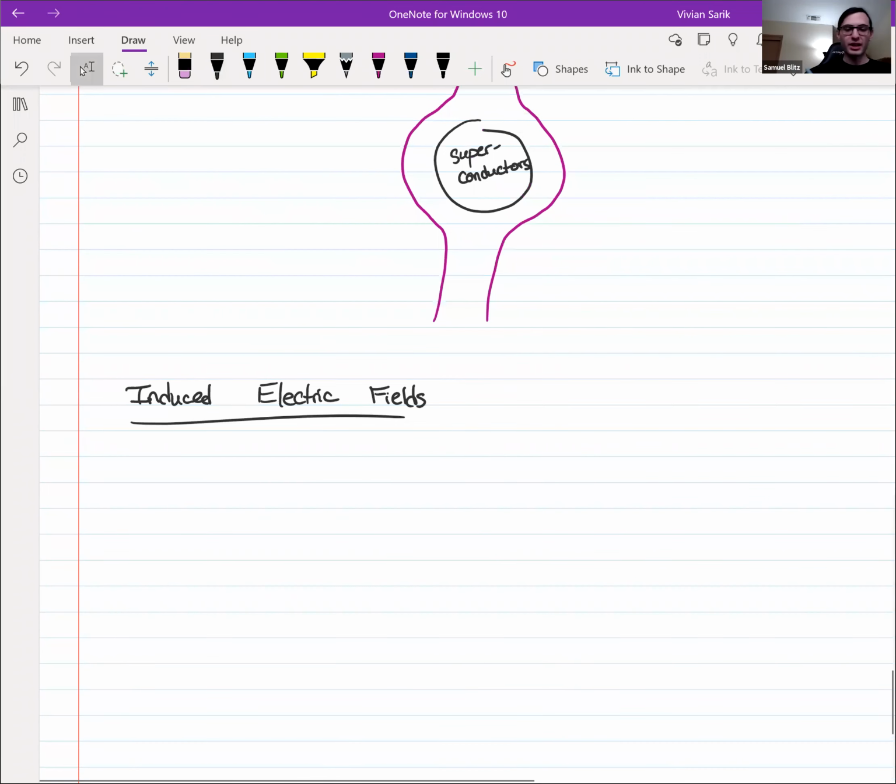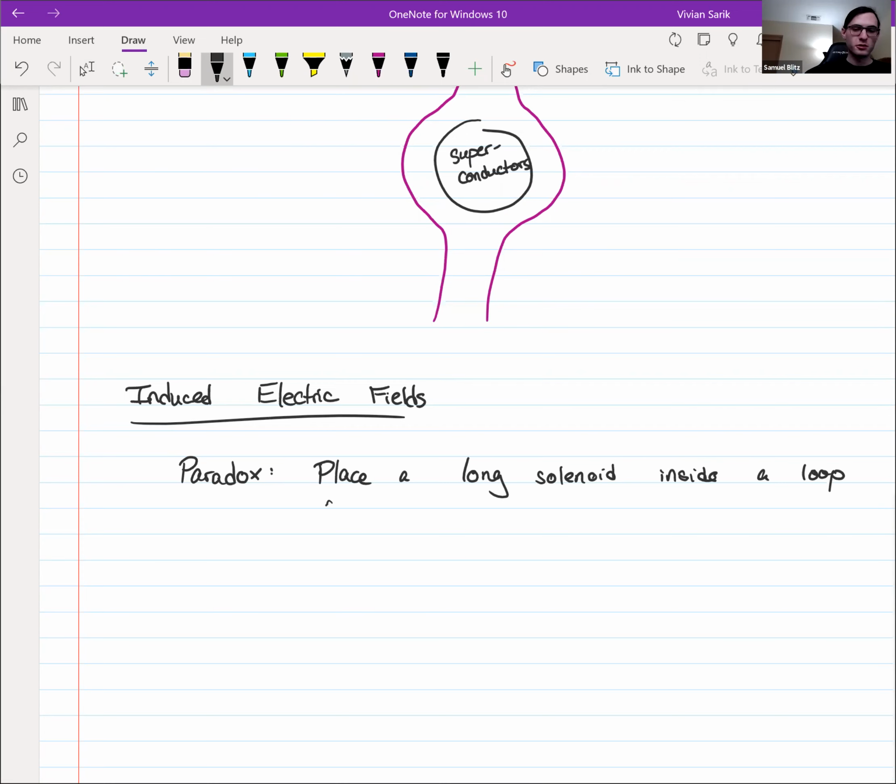So first, I'm going to introduce a paradox. Let's say that you place a long solenoid inside a loop of wire. So the picture is you have a loop of wire and then you have a solenoid. And you have current flowing around the solenoid, right? So it's inside a loop of wire, and we vary the current flowing through the solenoid.